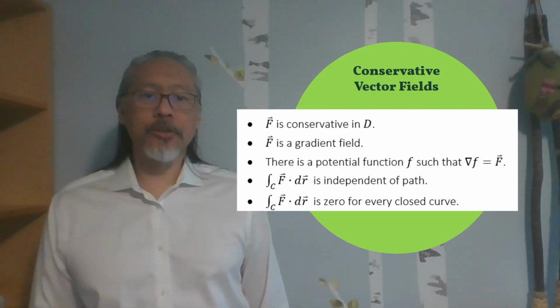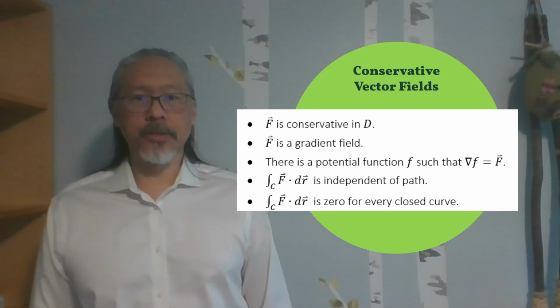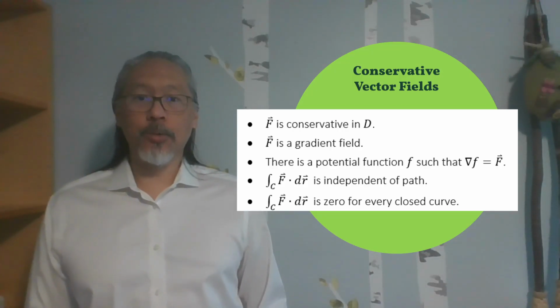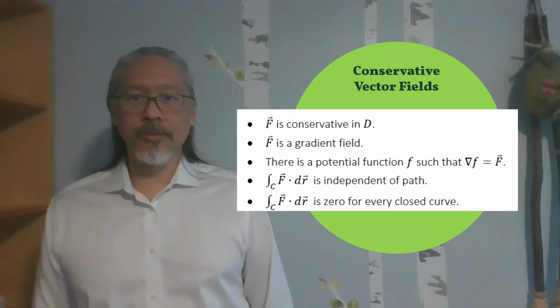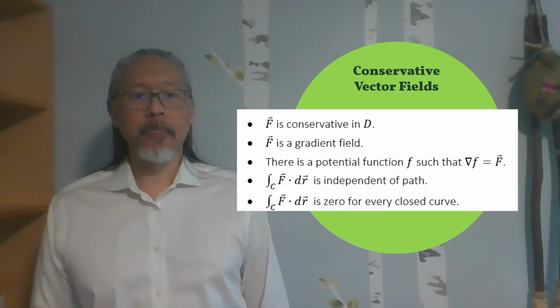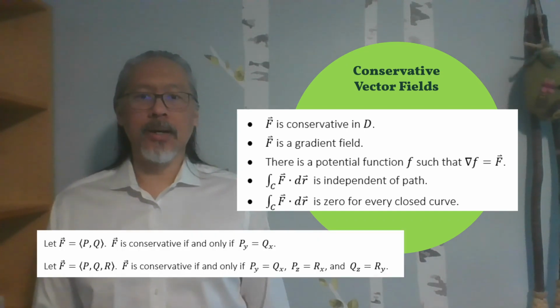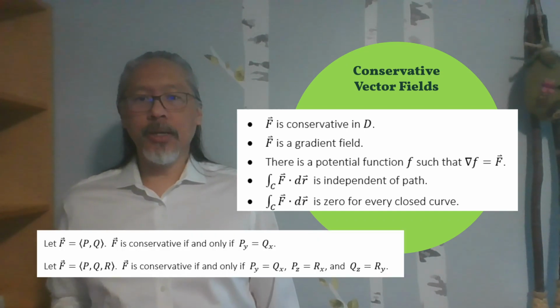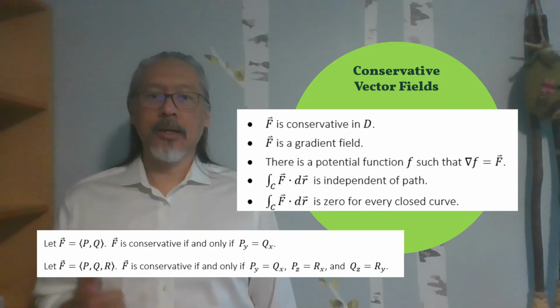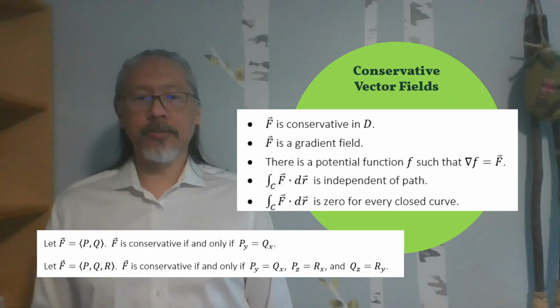But we'll find a surefire way to check if a vector field is conservative when we learn more about taking derivatives of these vector fields with the divergence and the curl. So this is going to be our main check for whether something's a conservative vector field.